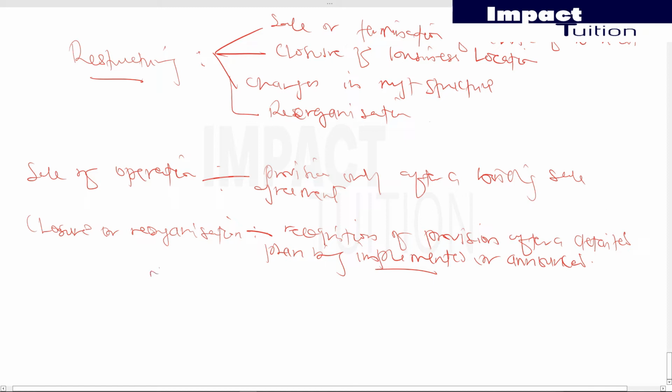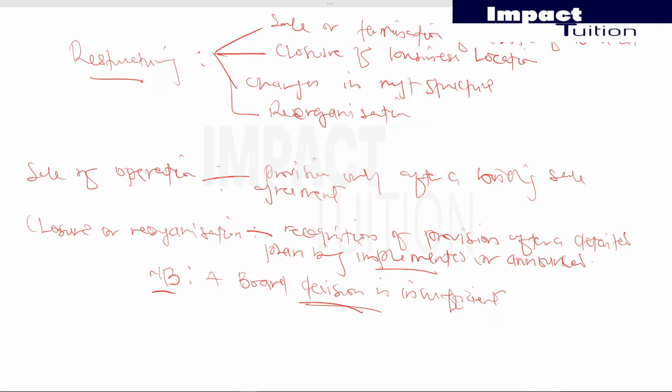Now, the standard is telling us to note something, that a board decision of itself is insufficient. So we should note this. A board decision is insufficient. We should keep this in mind. If in the scenario we've been given, we are told that the board has decided to close down the business or do a reorganization alone, it is not sufficient. We should see that there's a detailed plan which has been announced or which has already started being implemented. Then we can make a provision for that.